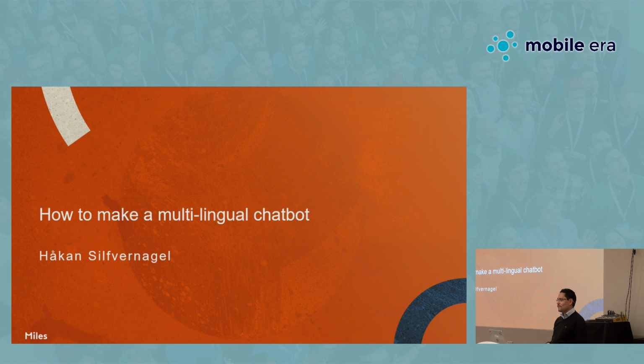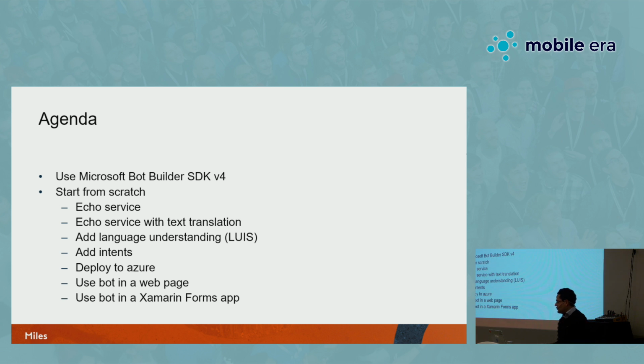So what we will do today is we will see how we can make a multilingual chatbot, so that we can communicate with it in our language, and we will get back the response in our language too. In order to do that, we will use an SDK from Microsoft called the Microsoft Bot Builder. I will just start from scratch. We will do it from a File > New project. And then we will extend this chatbot with more and more functionality.